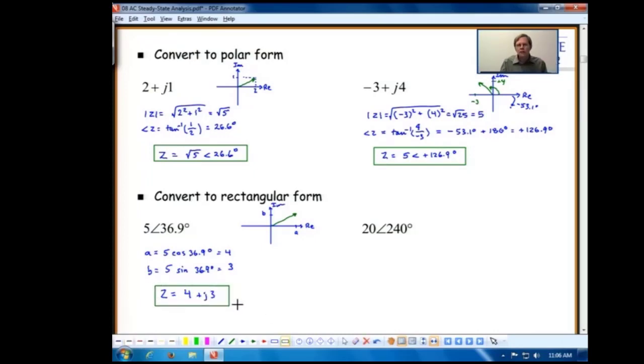So push the pause button on the video. Why don't you try working out the second conversion? Convert 20 at an angle of 240 degrees to rectangular coordinates. All right, let's see how you did. If I plot this vector, I have a magnitude of 20. The angle is 240 degrees. So if that's measured counterclockwise from the x-axis, that means that the vector lies down here.